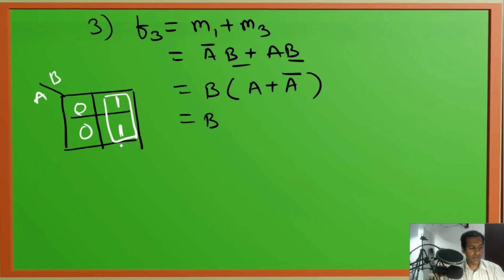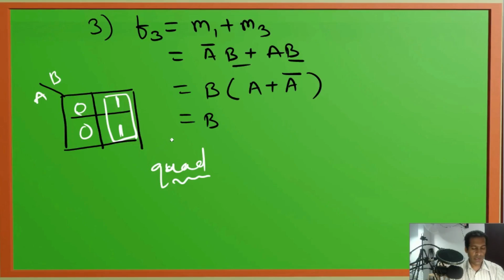So these two squares adjacent to each other can be combined to form a 4 square. A 4 square eliminates 2 variables. A 4 square is called a quad. So to read the square on the map after minimization, we can consider only those variables which remain constant throughout the square and ignore the variables which are varying. Then we can write the non-complemented variable if the variable is remaining constant as a 1. Okay, so like this we can read.